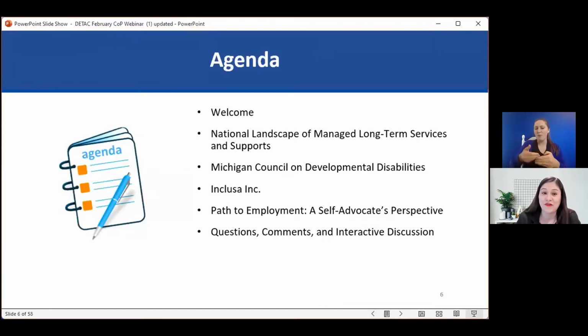Next, we're going to hear from Dr. Yasmina Barawi from the Michigan Council on Developmental Disabilities and how they, as a grantee, have really paved the way in the state of Michigan for managed long-term services and supports. We're also going to hear from Inclusa, Inc., a managed care organization who is creative, who is innovative, who is paving the way for competitive integrated employment.